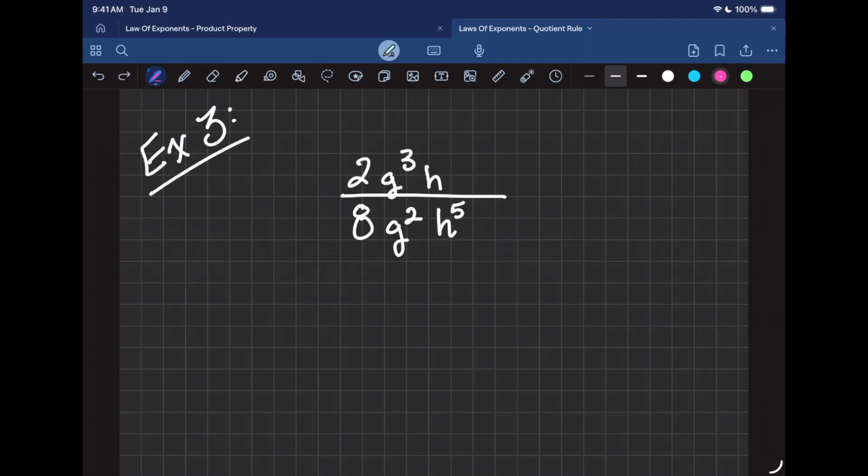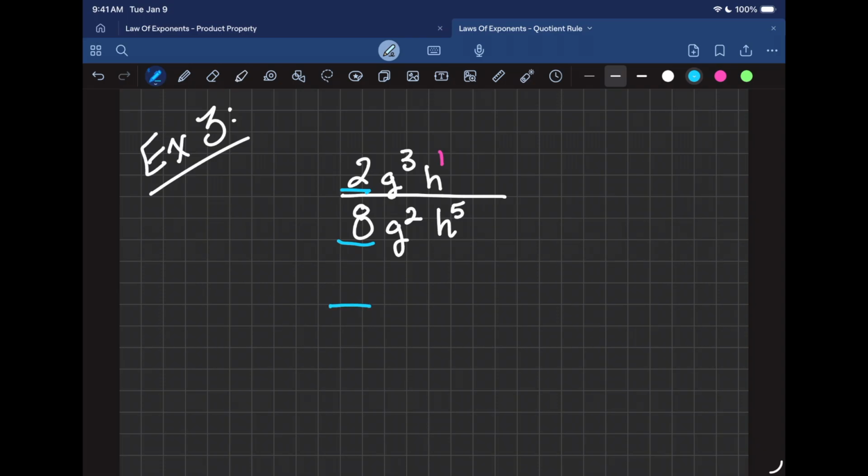All right, looking at example 3, we're going to first start by finding all of those invisible ones. Looking at this, I can see my top h is missing an exponent, so I'm going to put that invisible 1 right next to that h. And now I'm going to look at my coefficients. So when I look at these, I see that my coefficients are 2 and 8, and I want to divide those. So if I'm thinking about 2 divided by 8, we are going to get a decimal.